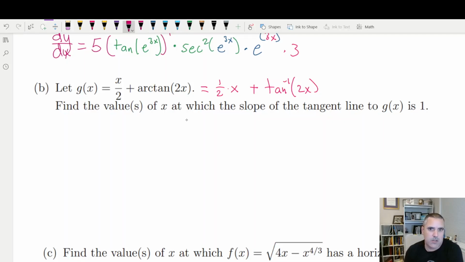So as soon as it says slope of tangent line, I start taking the derivative. G prime of x is 1/2 plus, and then the same thing. I need the derivative of arctangent. Now the derivative of arctangent of blah, I sometimes put blah just to emphasize it does not matter what's there. It's some function of x.